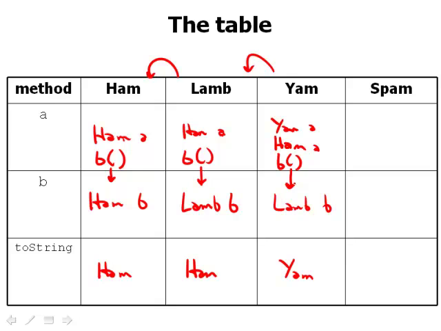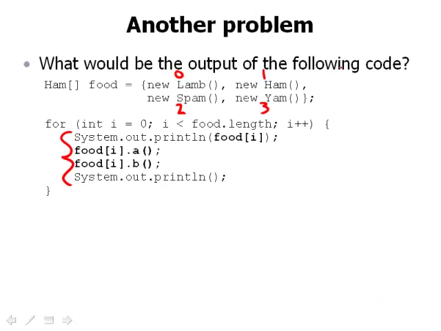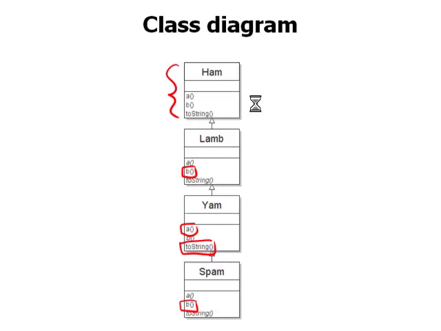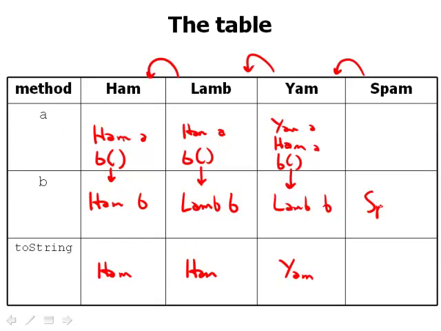So now we've filled in the third column of our table. Let's do the last one, which is spam. And according to the original code, spam extends yam. So let's go and look at that. Spam extends yam, that's up here, and we're going to add a B method that prints spam B. That's it. So let's go back to the table. We're going to write spam B here, and we're not overriding the other two, so we can just copy them over.